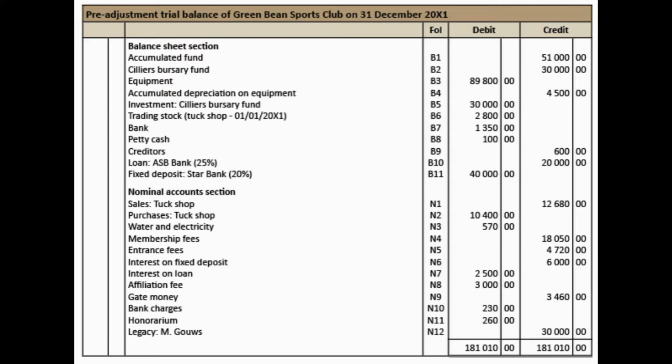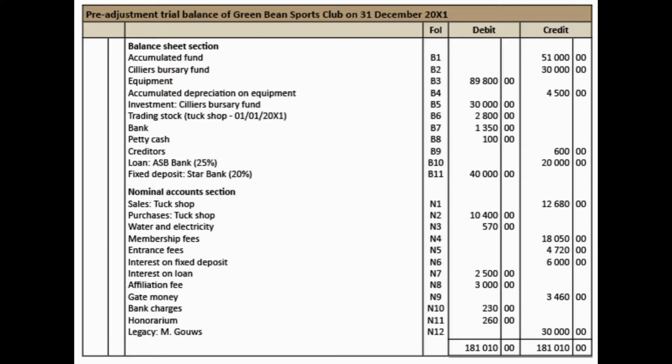All right, and we're going to take that out of the income account and we're going to transfer it to the accumulated fund account. Okay, because it needs to be capitalized. Remember the word capitalized, you know immediately it's capital, accumulated fund. Okay, so we're going to take it out of the entrance fees account and we're going to transfer it to the accumulated fund account. So how do we do that?